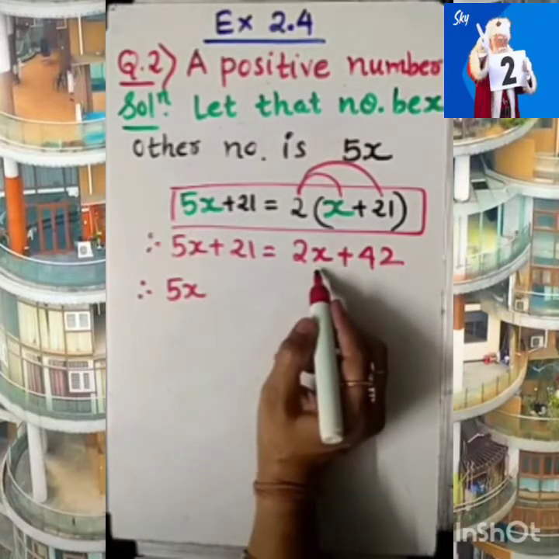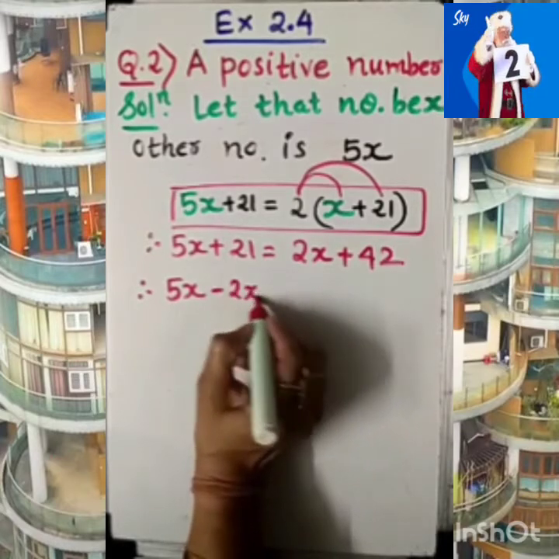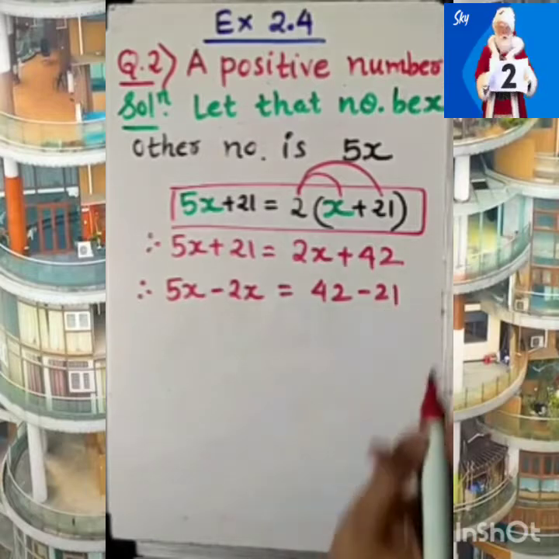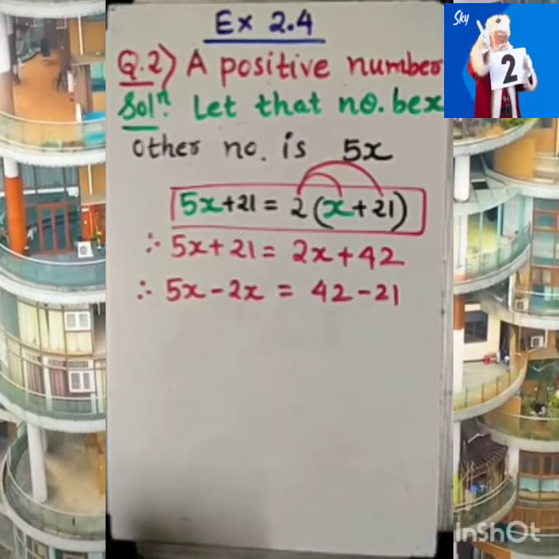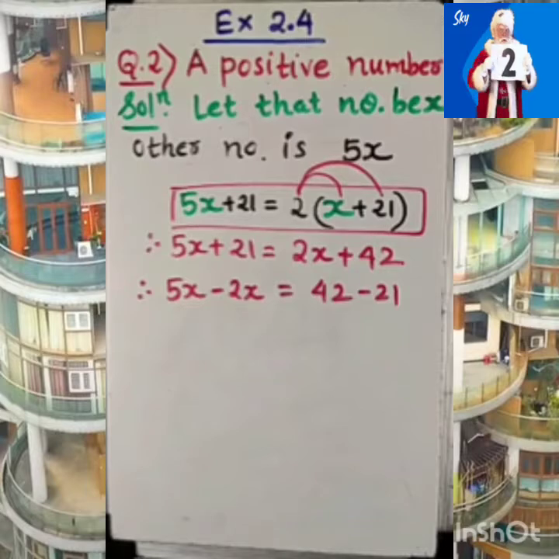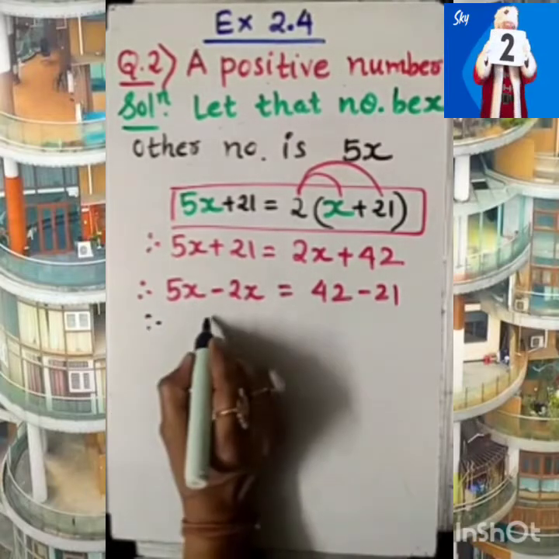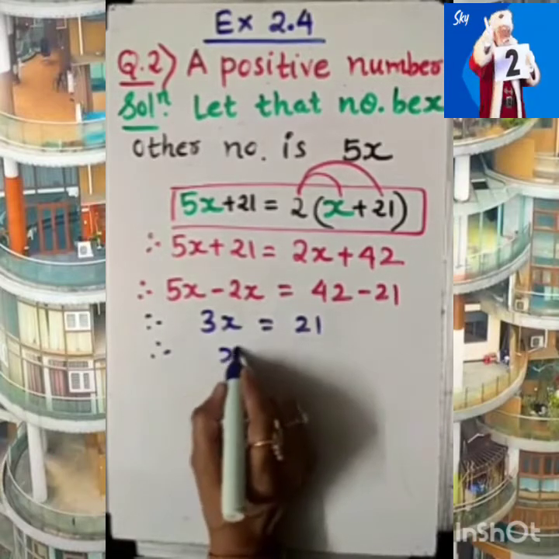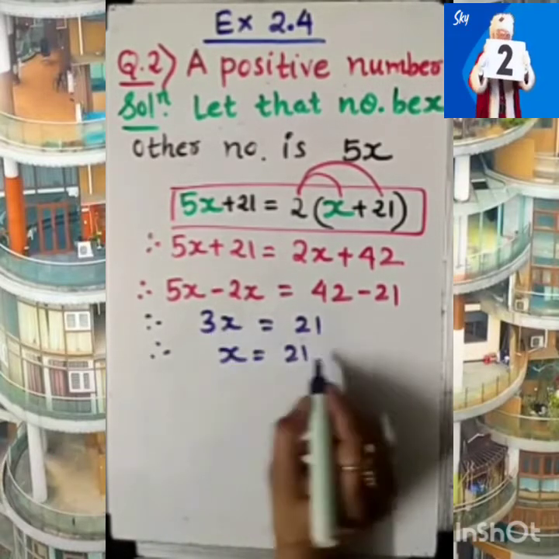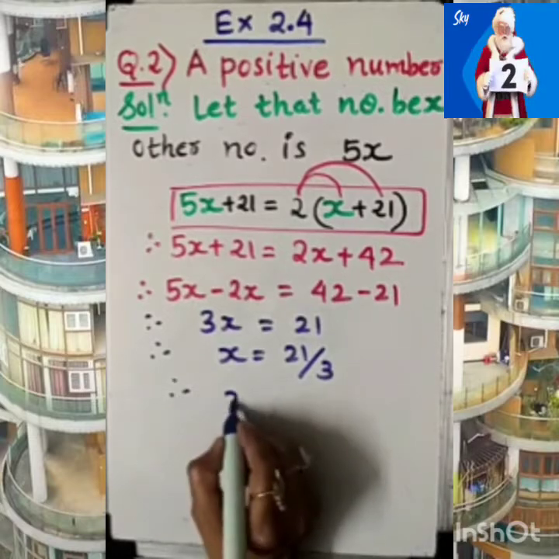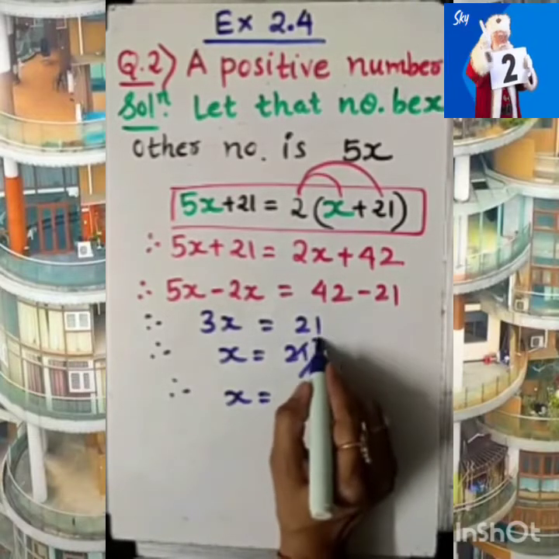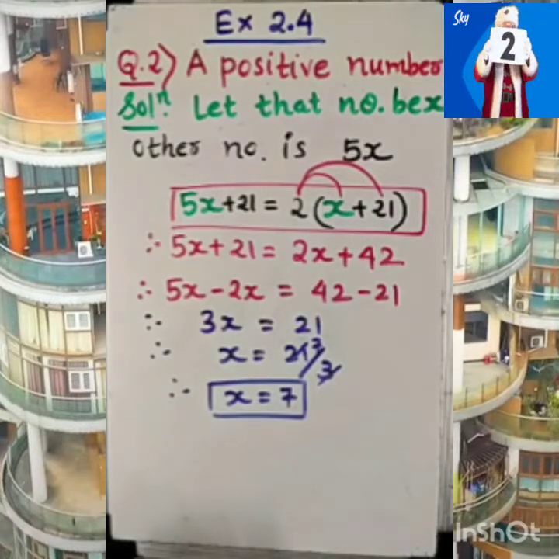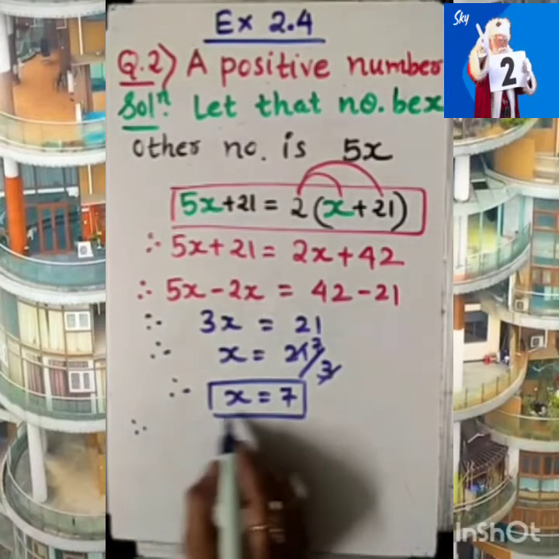This 2x I am bringing to the left side, and this 21 I am transposing to the right side, so it will become minus 21. So my dear friend, 5x minus 2x gives the result 3x, that is equal to 21. Therefore, x equals 21 divided by 3. Therefore, the value of x, when we simplify, we will get 7. So that number is 7.